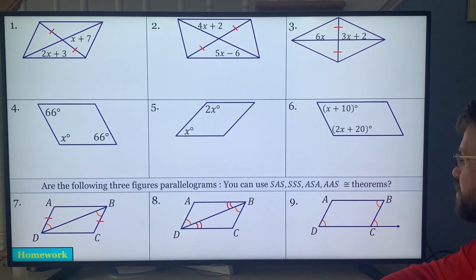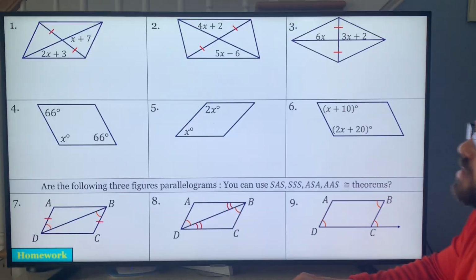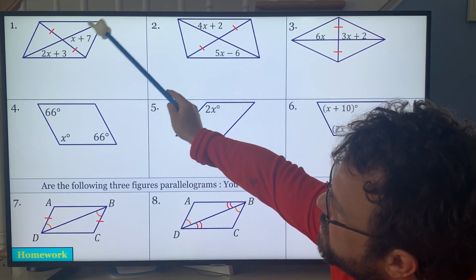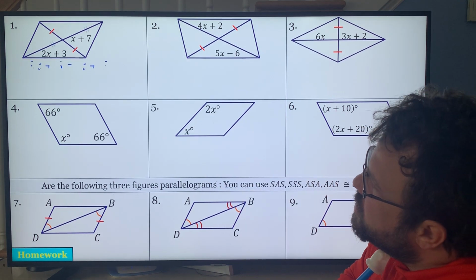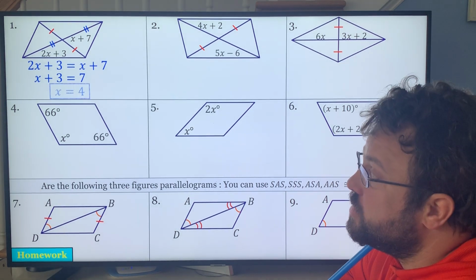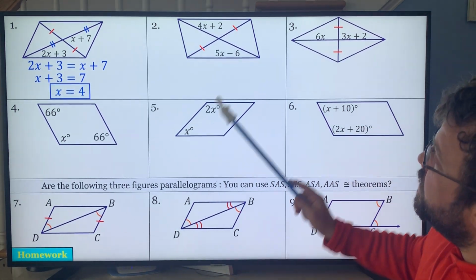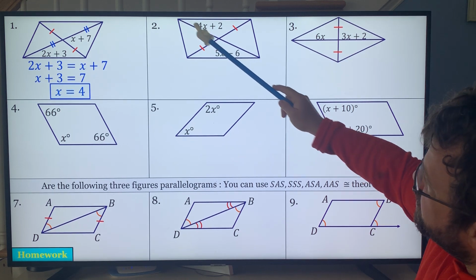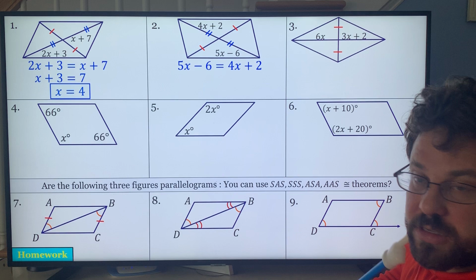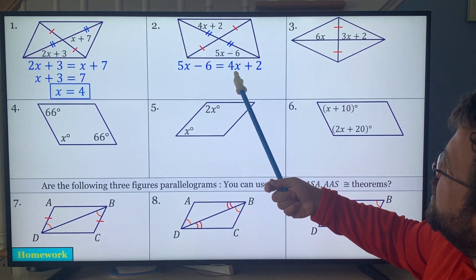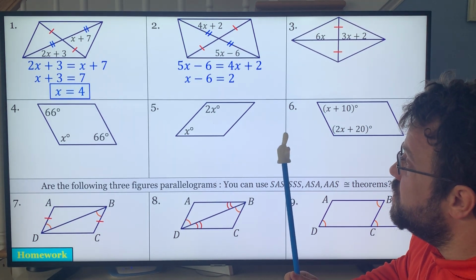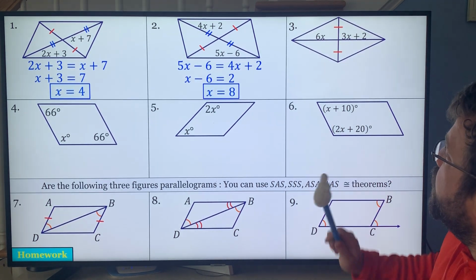Let's finish the problems. All right, and let's see. Now this 2x plus 3, in case you're wondering, is this piece right here. It's hard to show. And this x plus 7 is that piece right there. So what we know is they're congruent. X plus 3 equals 7 and x equals 4. Got it? Same thing right here. This 5x minus 6 is here. This 4x plus 2 is here. It's hard to put them on inside the equation. All right, 5x minus 6 equals 4x plus 2. 4x subtracted from 5x is x minus 6 equals 2. X equals 8.